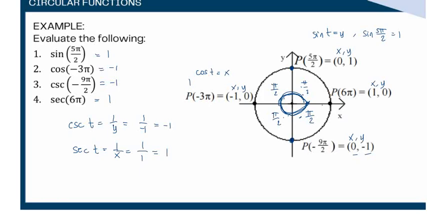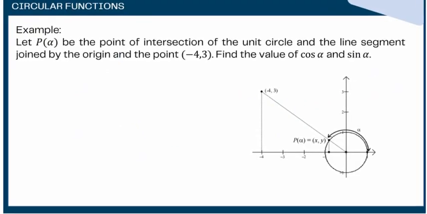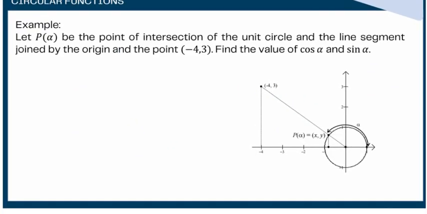Okay, so continuing on the second portion of our discussion, or part two of our discussion on circular functions. Let's try to do this example that we have right here. The task is for you to find the values of cosine alpha and sine alpha. We let P of alpha be the point of intersection of the unit circle and the line segment joining the origin and the point negative 4, 3.